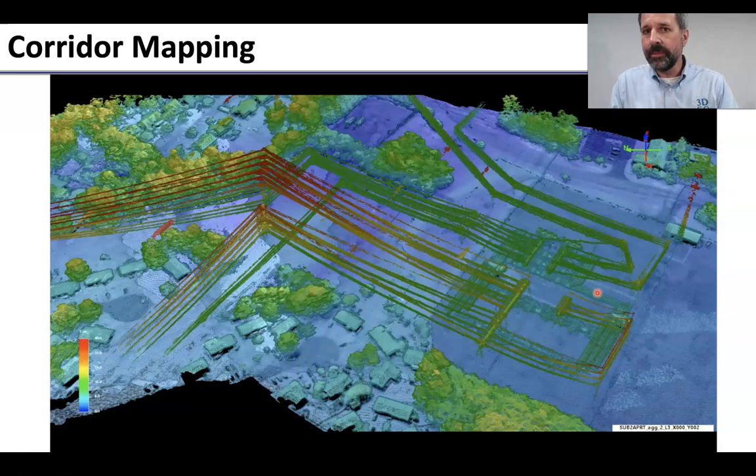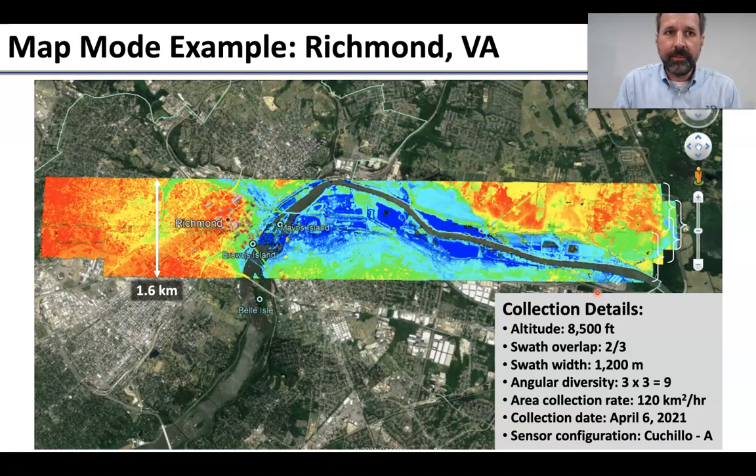So that's corridor mode. There's also the wide area map mode. In this example, we did 4 passes for this example collection over Richmond. Here we're at 8,500 feet. We did 2/3 swath overlap, and what we were trying to demonstrate here is the ability in a wide area mapping sense to get a lot of angular diversity. So with 2/3 overlap, what that means is each point on the ground gets imaged on 3 different swaths. So that's good. You can have straight down, left and right, or north and south, or whatever.